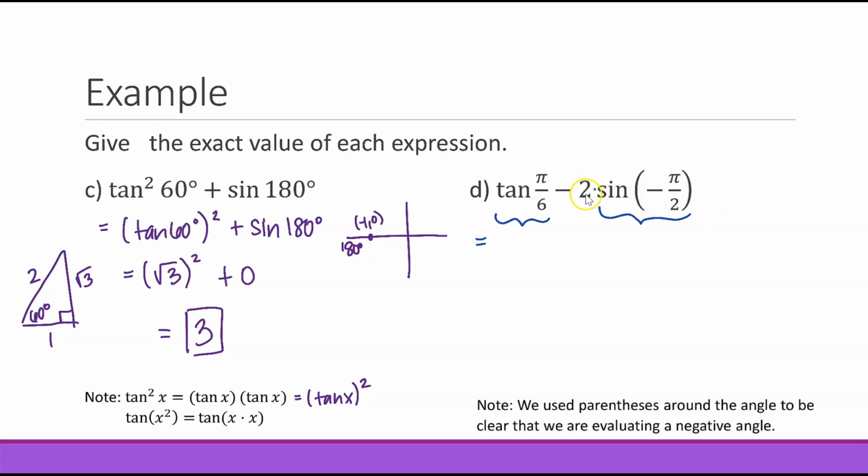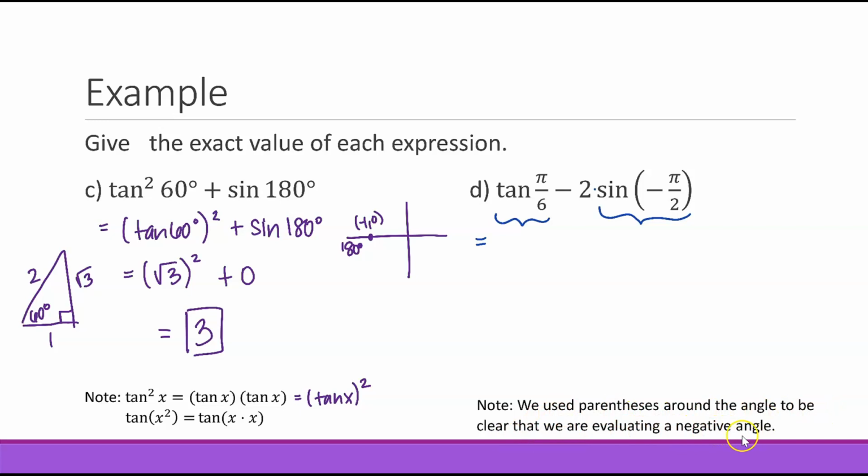So we don't distribute the 2 in. That's not a property of trigonometric functions. I can't ever take a value and pull it out of a trig function, and I can't take a number and put it into a trig function. So this 2 is just going to hang out on the outside and eventually get multiplied by whatever this value ends up being. The second thing is, there's a little note here, we use parentheses around the angle to be clear that we're evaluating a negative angle.